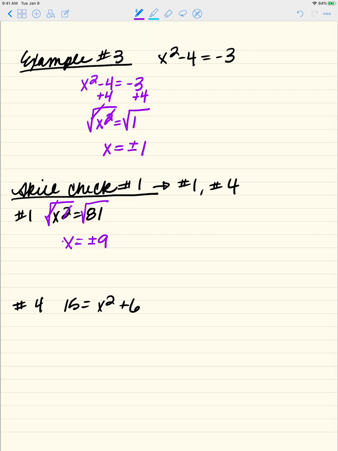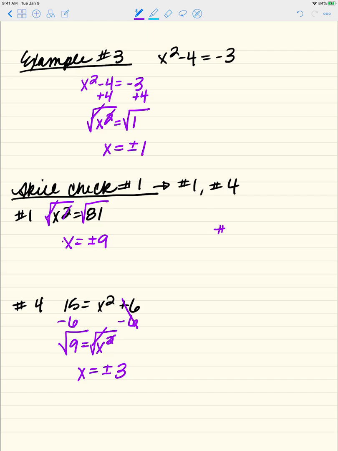Number 4, 15 is equal to x squared plus 6. First thing I have to do is subtract 6 from both sides. 9 is equal to x squared now, because those 6's are gone. 15 minus 6 is 9. Take the square root of both sides, and x is equal to plus or minus 3.